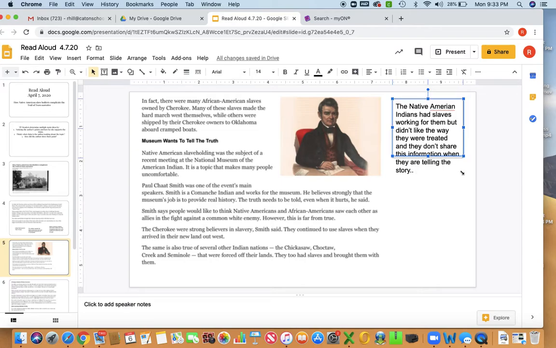So it's interesting that they don't tell this part of the story when they're telling the story. It takes a different perspective, a different point of view in order for this idea to come out. The same is also true of several other Indian nations, the Chickasaw, the Choctaw, Creek, and Seminole, that were forced off their lands. They too had slaves and brought them with them.